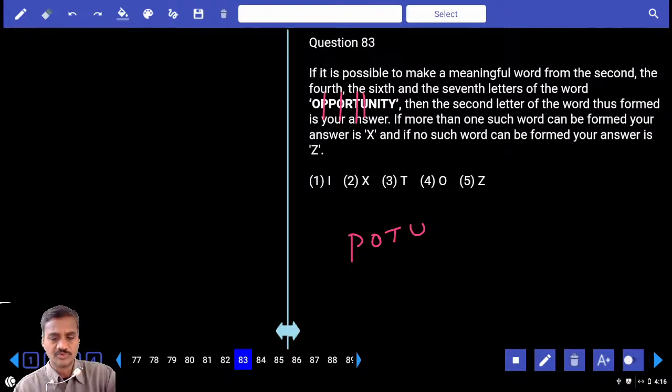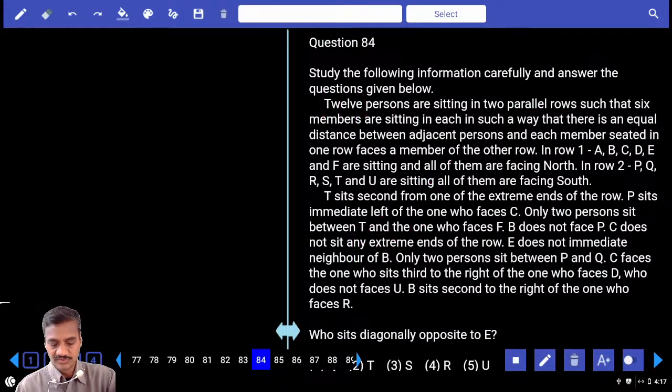P-U-O-T, P-O-U-T, pout. Check out, is there any word with that meaning here? P-O-U-T, pout. Now pout, there is a word here. And what do you mean by this word pout? Pout means forcibly moving your lips, isn't it? That's what we call a pout. Then the second letter of the word formed is your answer. Second letter is O, choice 4. Done? That is 83.